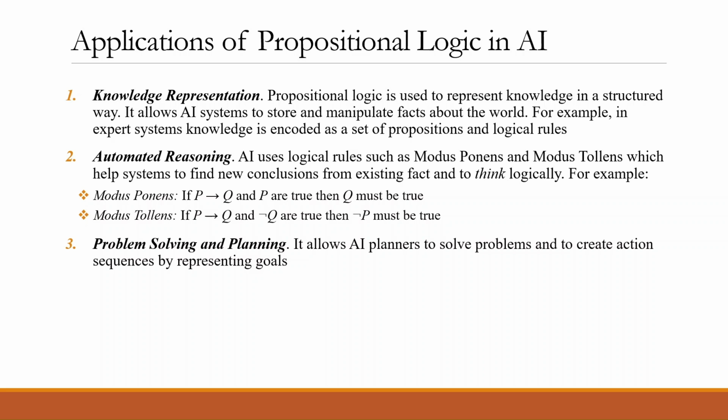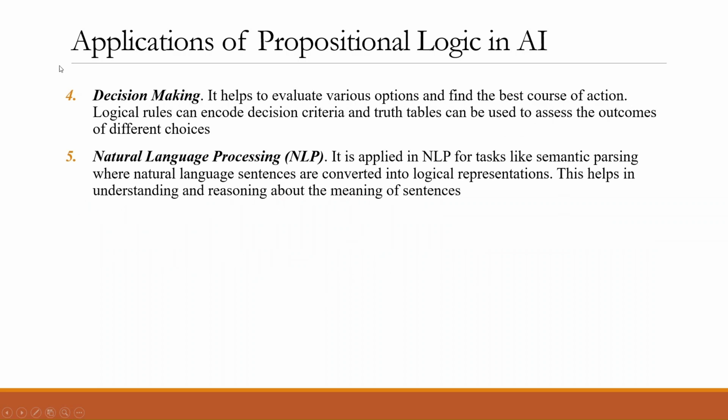For example, here we have modus ponens. If P implies Q and P are true, then Q must be true. And modus tollens is: if P implies Q and not Q are true, then not P must be true. Another application is problem solving and planning. It allows artificial intelligence planners to solve problems and to create action sequences by representing goals.